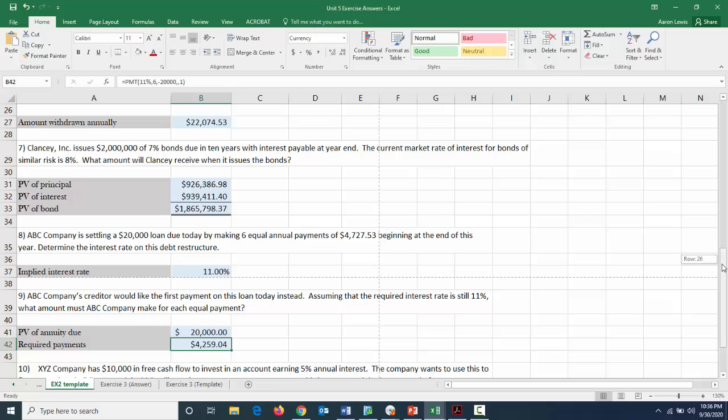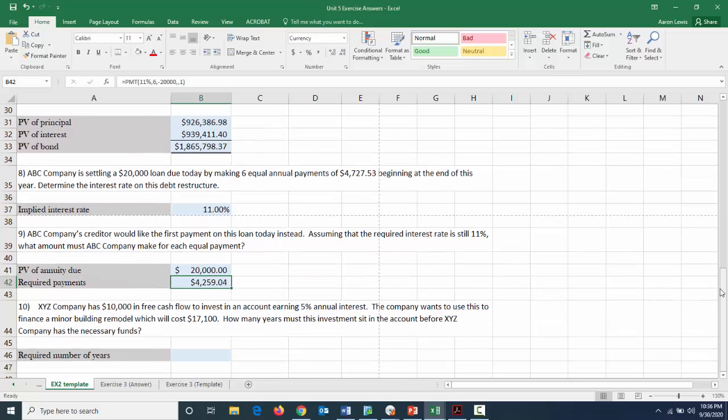And lastly, in question 10, XYZ Company has $10,000 in free cash flow to invest in an account which earns 9% annual interest, and the company wants to use this to finance a minor building remodel which is going to cost $17,100. How many years must this investment sit in the account before we have that necessary funds? So how long is it going to take $10,000 to turn into $17,100 if the account we invest in earns 5%? We know the present value, 10 grand. We know the future value we need, 17,100. We even know our interest rate, which is 5% annually.